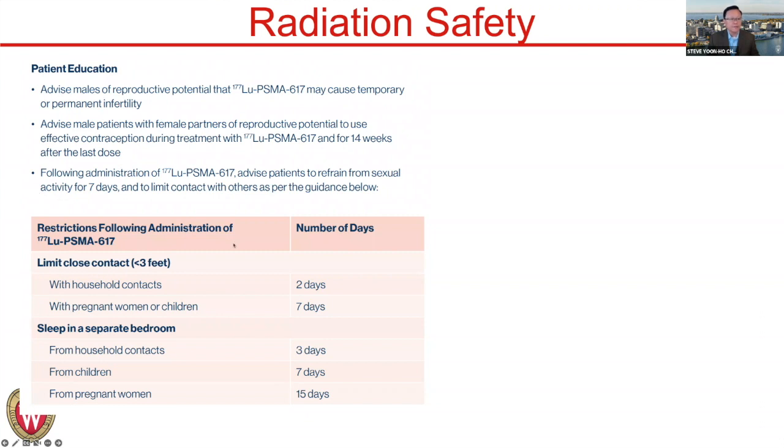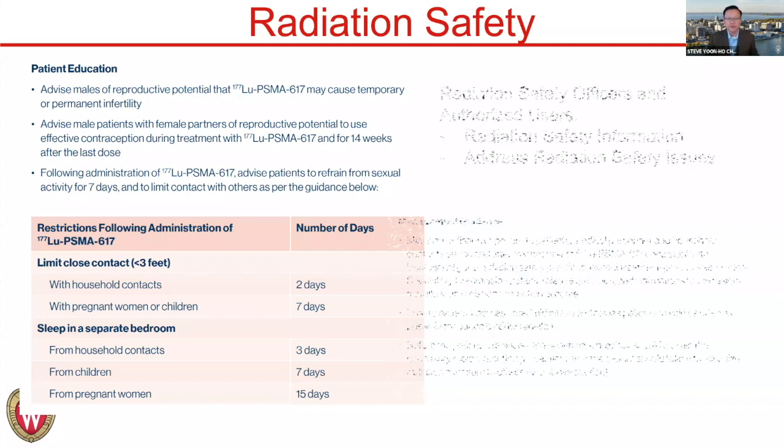And then the number of close contacts, I think this on the chart here is where we spend a lot of our time, to really limit the contact and prevent any unnecessary prolonged precaution for about 2 days, staying more than 3 feet away from each other. Usually they sleep in a separate bed, and up to 7 days for pregnant women or children, and to really self-isolate themselves for a number of days so that the radiation effects are minimized to those around them.